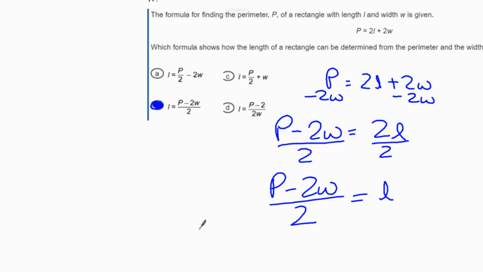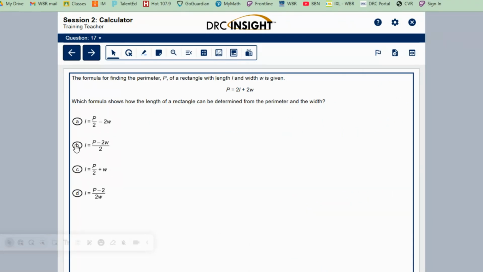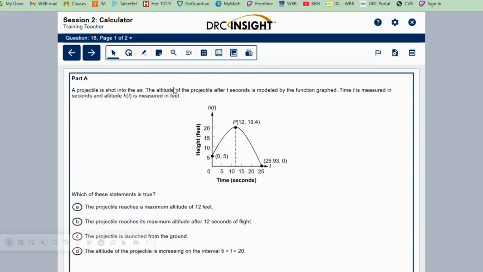Raise your hand if you need more time on the screen. Okay, so it was option B, P minus 2W divided by 2. Let's go to number 18.